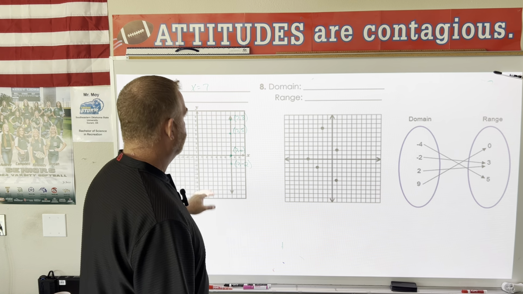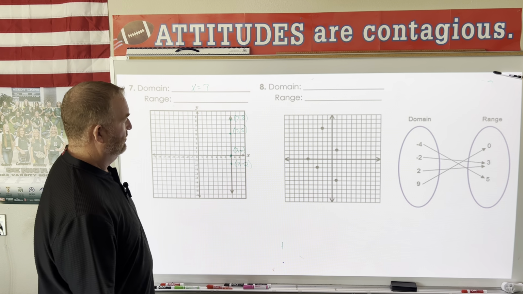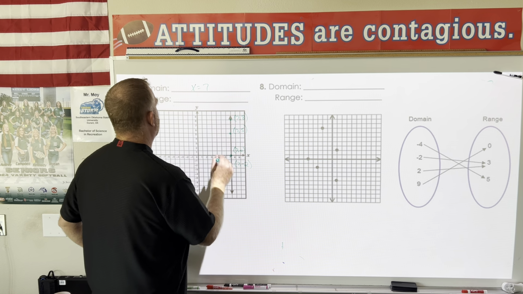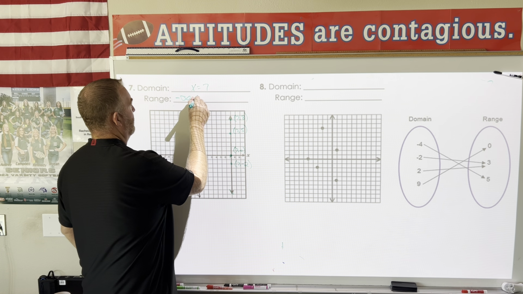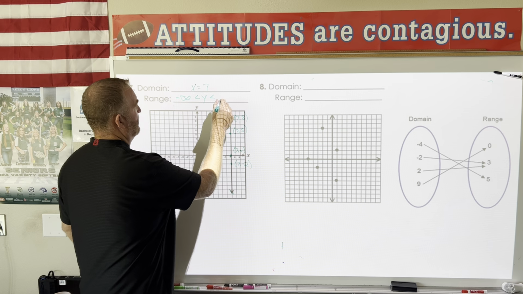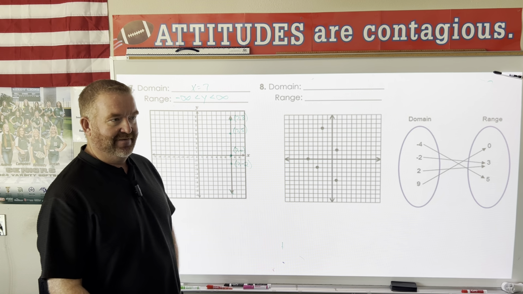Now, let's talk about the range. Bottom. Is there a bottom? No, there's not. So what is it? Negative infinite. And then what's the top? Positive infinite. Everybody good?